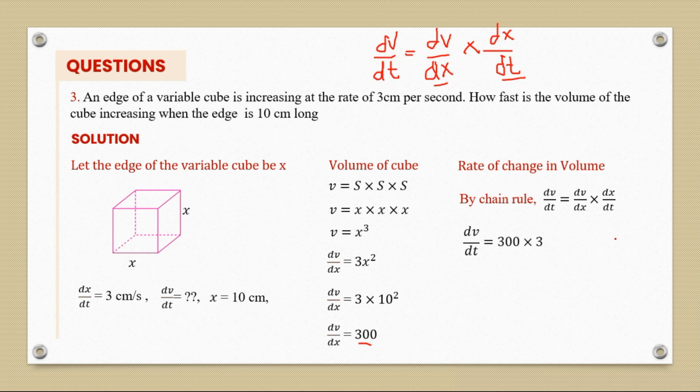So plug in the values, and we have dV/dt being equal to 300 times 3, which is equal to 900. But remember that volume is measured in centimeters cubed, or cubic centimeters. So we're going to have that as cubic centimeters per second, because the rate of change is measured per second. And that is the answer that we're looking for.